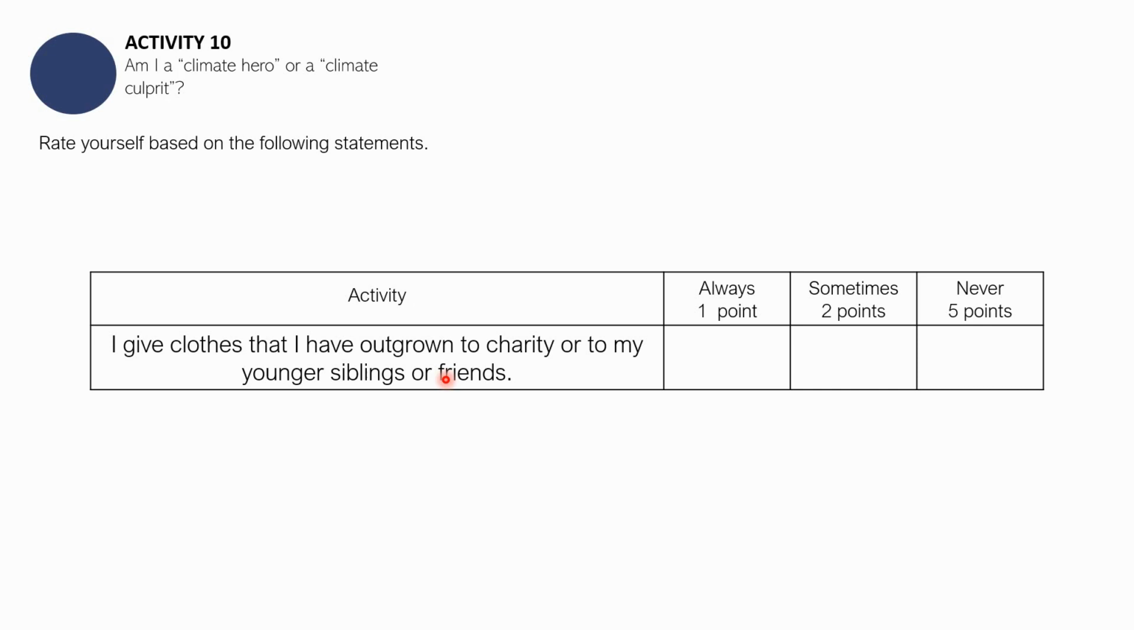Next, I give clothes that I have outgrown, yung mga di mo nakasya, to charity or to my younger siblings or to your friends. Ako, I do this periodically to freshen up my closet. Yung mga hindi ko na talaga ginagamit, hindi ko na rin kasya, ibinibigay ko na sa mga younger cousins ko, para magamit din naman nila. Kasi may mga times din naman na gusto nila yon.